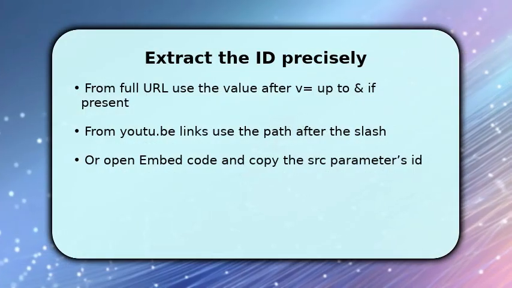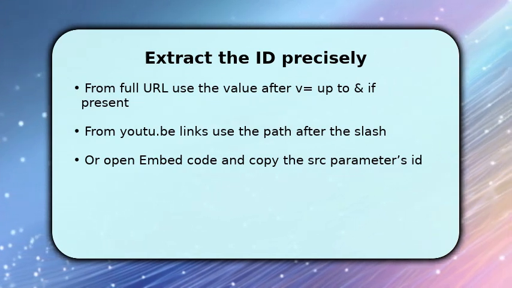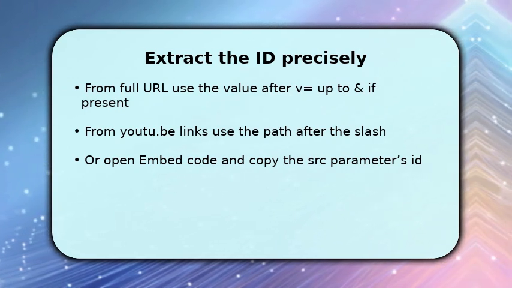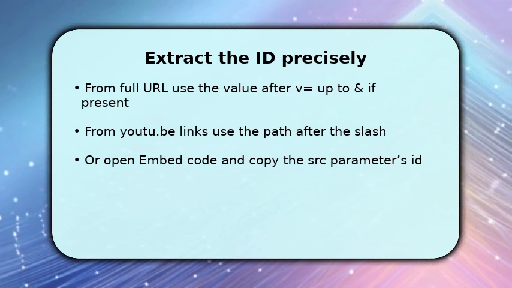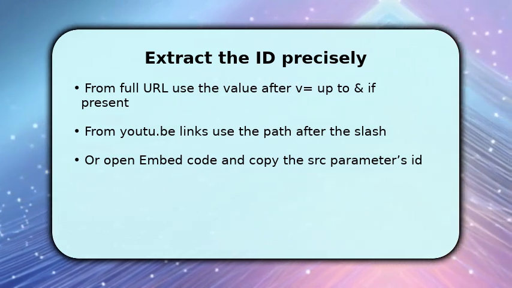Once you have the link, find the 11-character ID. If the URL contains v equals, take the characters right after v equals until an ampersand or the end. If it's a youtu.be URL, then copy what follows the slash. Make sure you do not include extra parameters like t equals or playlist tags.